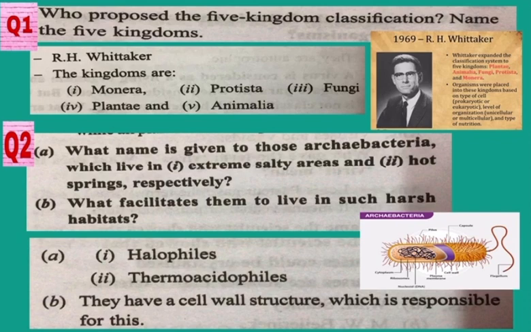Question number 2. What name is given to those archaebacteria which live in extreme salty areas and in hot springs? Archaebacteria belong to kingdom Monera, and those that live in extreme salty areas are called halophiles, and those which live in hot springs are called thermoacidophiles. And note the important point: those archaebacteria which live in marshy areas are called methanogens.